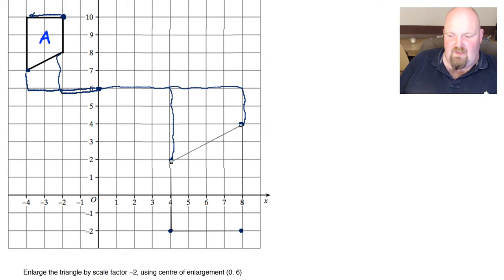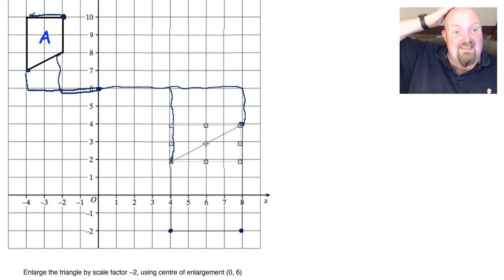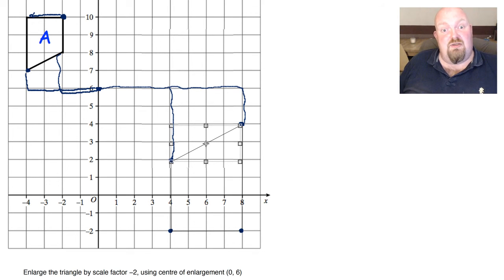Okay. So remember, if it's negative, then you go in the opposite direction by however many. Okay. If it's a fraction, then you go the fraction of the distance. So don't forget, if it is a fractional enlargement, then the enlargement will be smaller, which doesn't seem to make sense, but it does in maths.